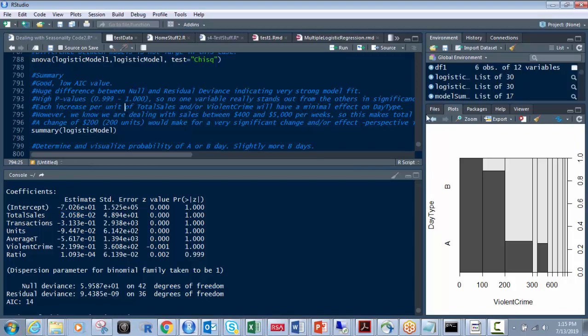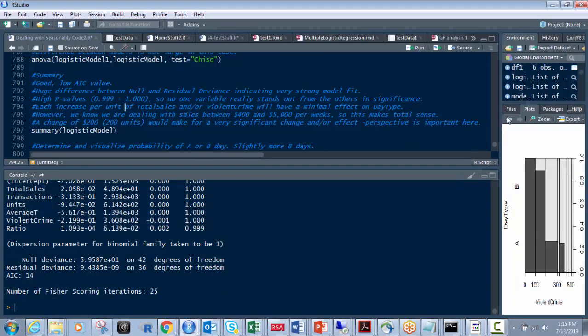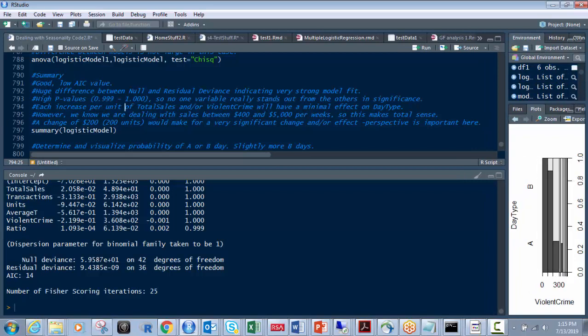that's why I put my notes here so you can see. Let me open this up so you can see them. The difference here is that we are actually dealing with sales, and we're dealing with between $400 and $5,000 per week. So a dollar change will have zero effect. That makes common sense. It'll have very small effect. But a $200 or $800 change will have a huge effect. So you have to look at it from that perspective.